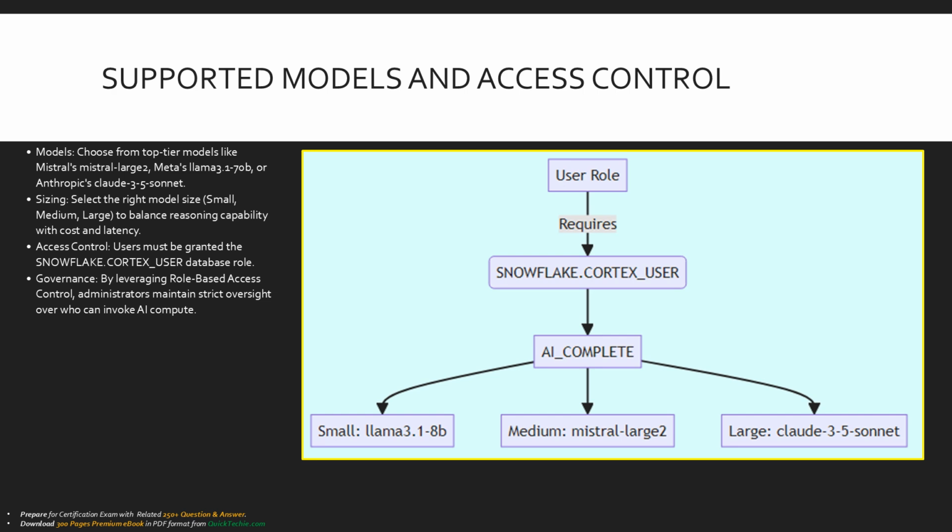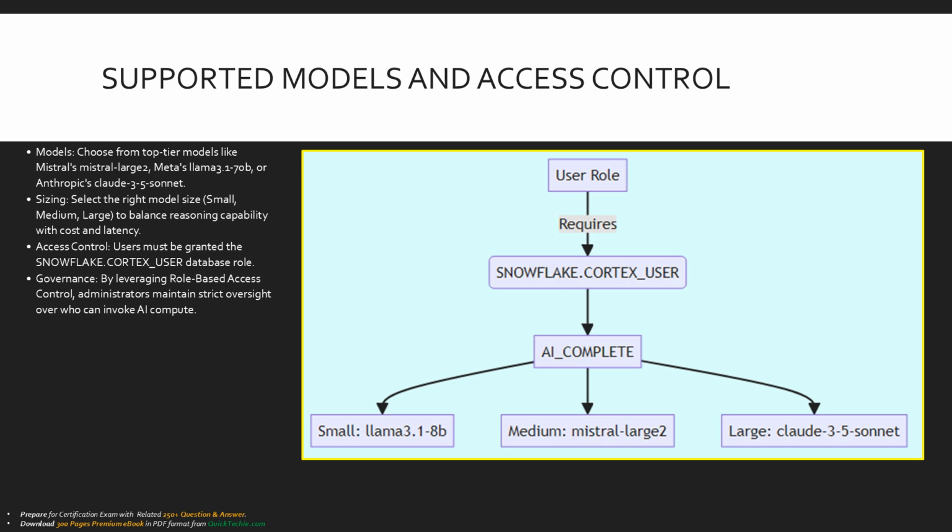However, with great power comes the need for governance. To execute this function, a user must be assigned a role that has been granted the SNOWFLAKE.CORTEX_USER database role. This ensures that your administrators use Snowflake's native role-based access control to strictly govern who is permitted to consume AI compute credits. This architecture diagram illustrates the access and routing flow.